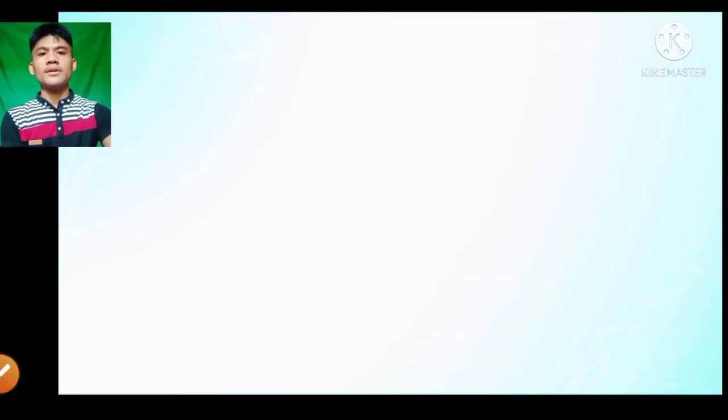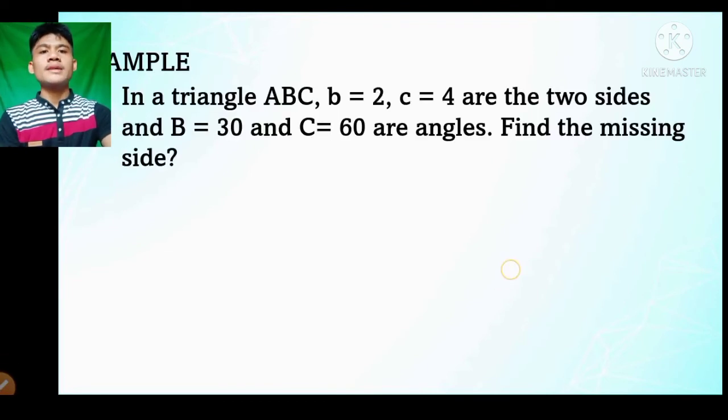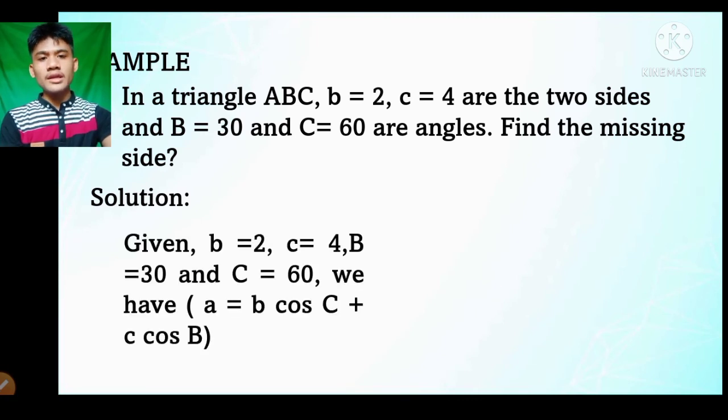Another example, using those given formulas. Example: in a triangle ABC where b is equal to 2 and c is equal to 4 are those two sides, and angle B is 30 and angle C is 60 degrees. Find the missing side. So we have b and we have c, so the missing side is a. So we have the given: b is equal to 2, c is equal to 4, angle B is 30, and angle C is 60.